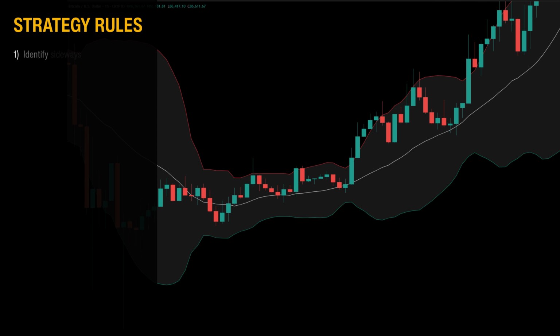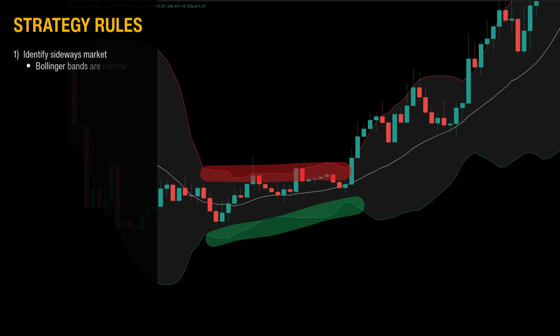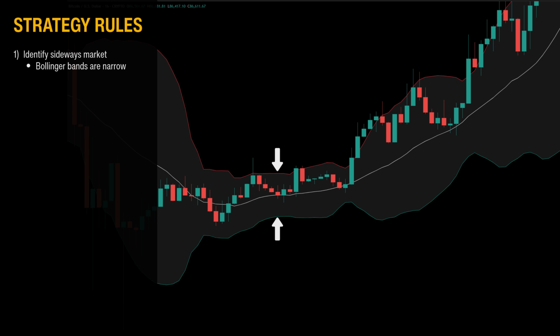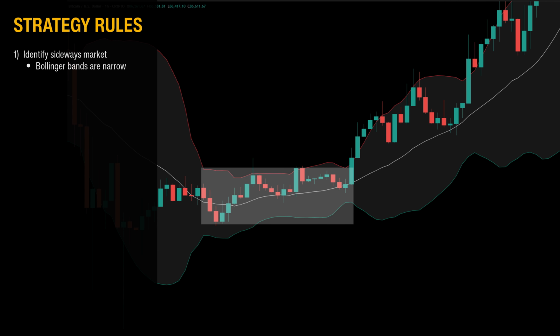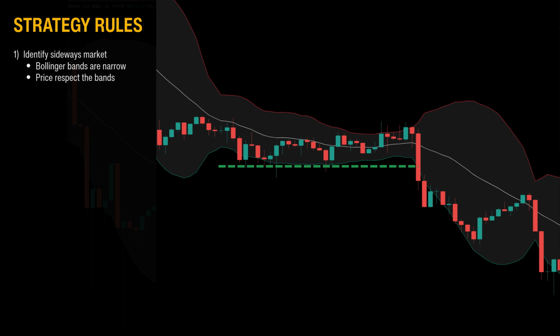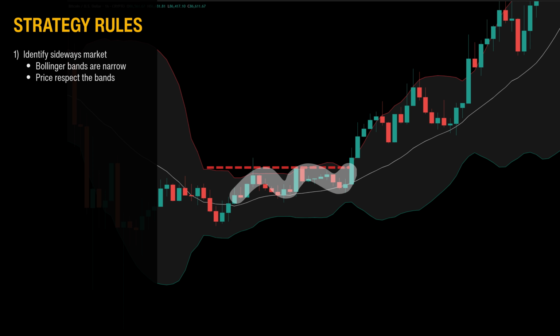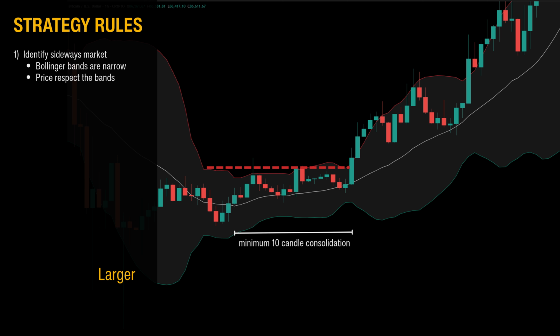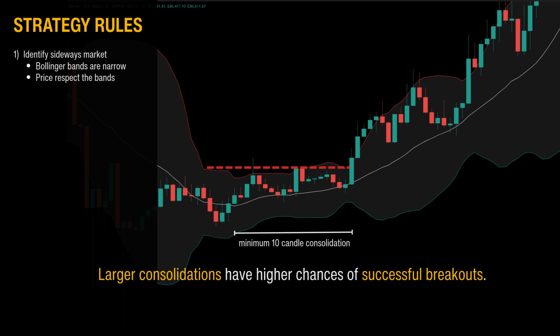First, we need to identify a sideways market by looking for areas on the chart where the Bollinger Bands are relatively narrow. We should ensure that the prices move sideways during that time, with the upper band providing clear resistance for bullish breakout trades and the lower band providing clear support for bearish breakout trades. Further, this sideways behavior or consolidation should be at least 10 candles long.